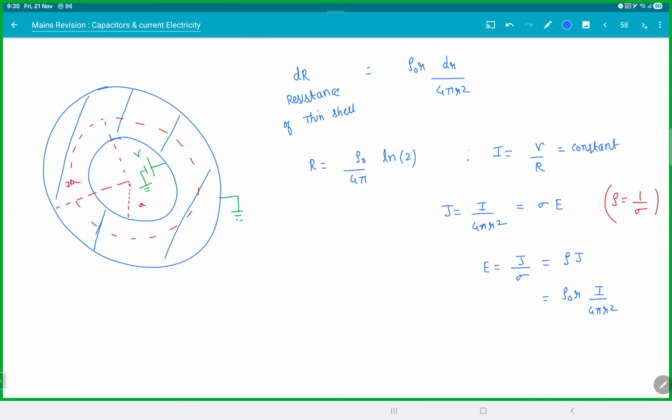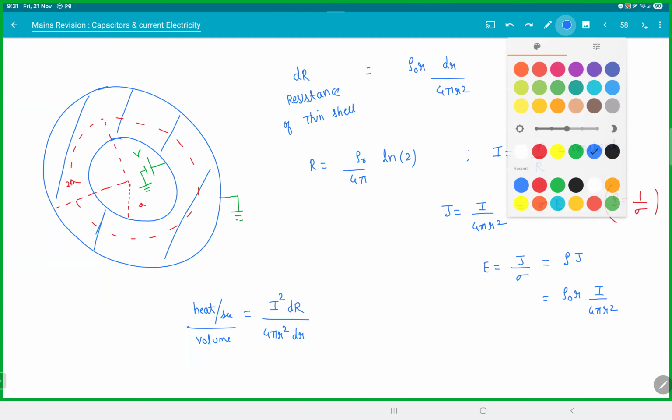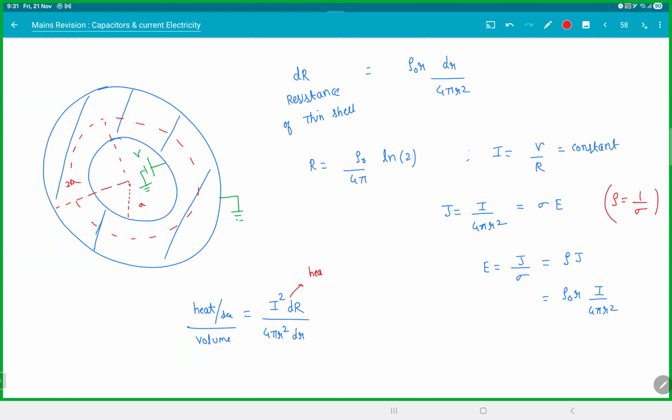What else do I need? Heat per second for this. That's a good one. Heat per second per volume. What is heat per second? I square times the resistance of the thin shell, dR. That's the heat produced in the thin shell, divided by the volume of the thin shell, which is 4 pi r square dr. Is that making sense? Heat produced per second by the thin shell divided by the volume of the thin shell. This is the heat per second in the thin shell. So whatever heat the thin shell is producing, you have to divide by the volume of the thin shell.